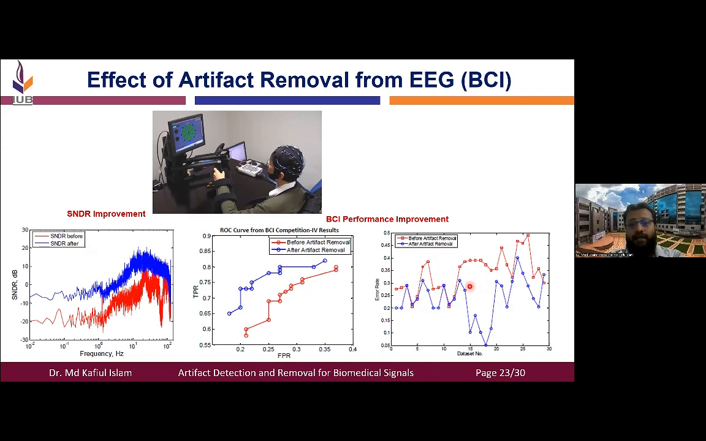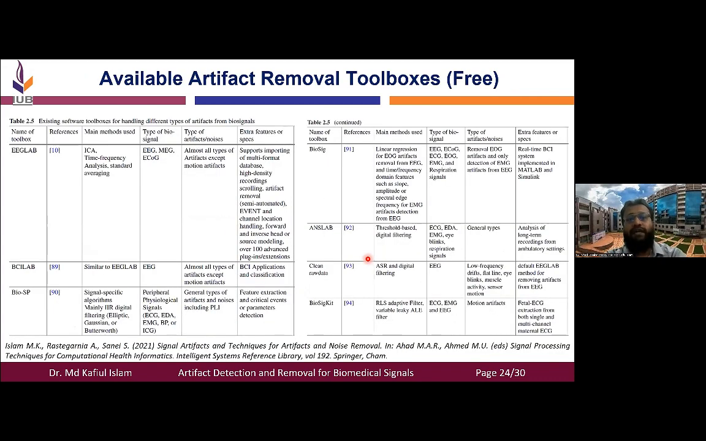So this is clear evidence that artifact detection and removal can enhance the later stage signal processing and eventually help you to make a decision which is much more accurate. So these are some examples of the artifact removal toolboxes available online for free, and most of them are compatible with MATLAB. Some of them we have actually reported here.